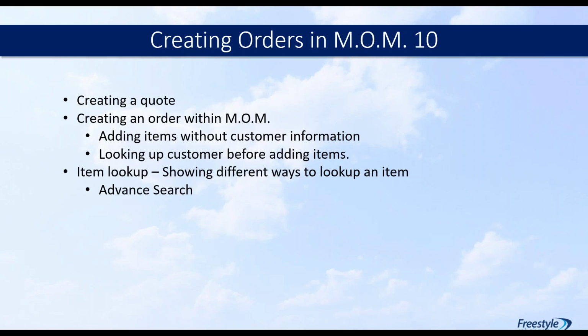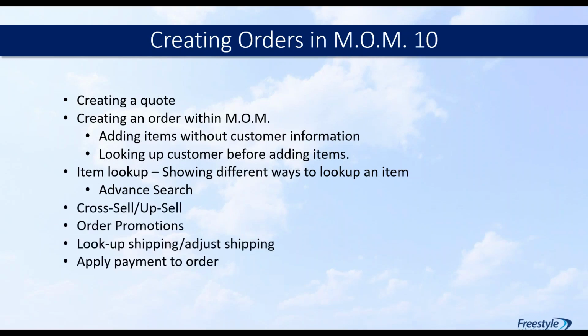You've got the item lookup showing different ways to look up an item, one of them being the advanced search capabilities. We do also offer the ability to do cross-sell and upsell, so if someone's buying a certain thing like a tent, for example, within that tent we would have the ability to ask them, do you want the sleeping bag or do you need this accessory to go along with it?